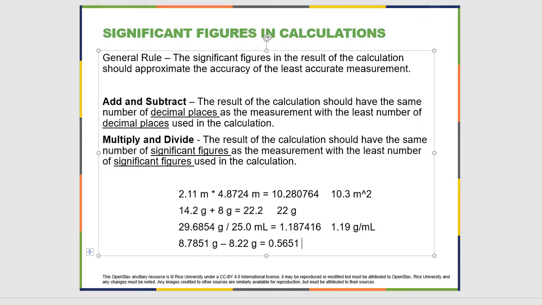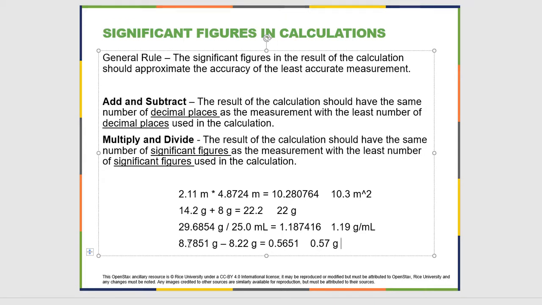All right, in the last case, we're doing a subtraction. We have 8.7851 grams minus 8.22 grams. Since we're subtracting, we care about decimal places. This has 4 decimal places. This has 2 decimal places. So we want our answer to have 2 decimal places. Since this is a 6, since this is a 5, we want to round the 6 up. So in this case, it's 0.57 grams is the result of this subtraction with 2 decimal places.